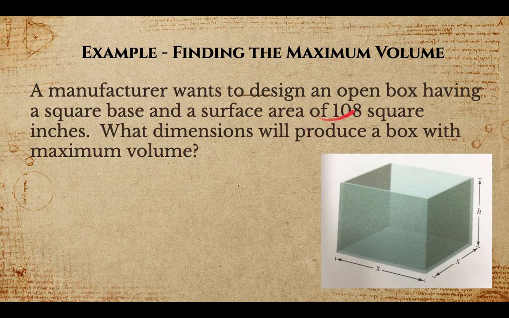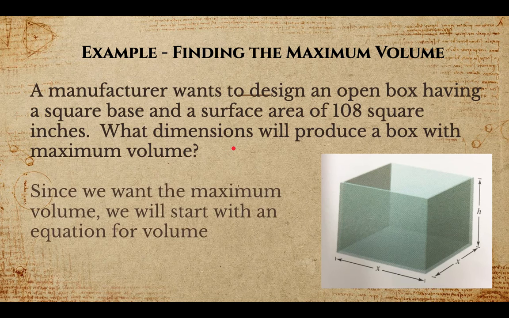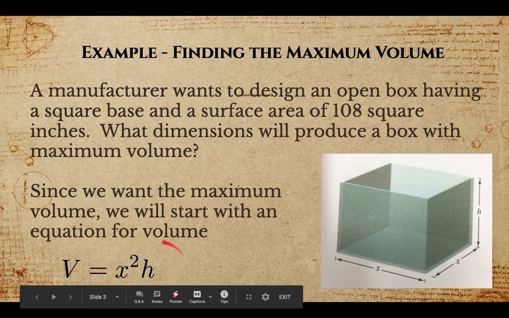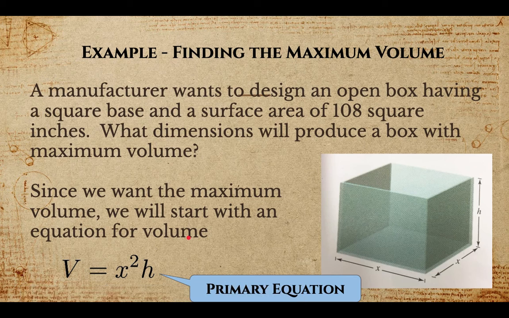So this surface area of 108 square inches is kind of a constraint, what's limiting us. And we want a square base. And we want maximum volume, so volume is what we want to find the extrema of. The volume of this box is going to be length times width times height, or x squared h. This we're going to call the primary equation. This is the equation we're going to have to take the derivative of.